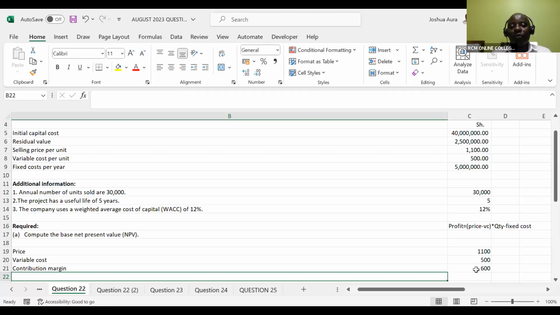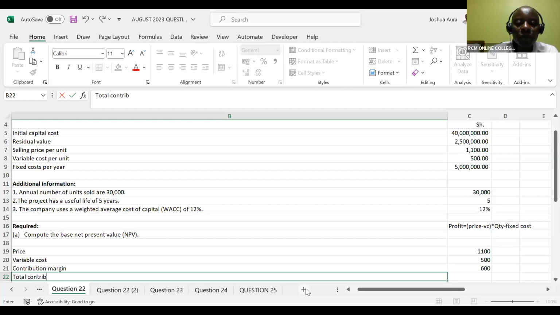Once I get contribution per unit, then of course I'm in need of total contribution. So I'll come and write here total contribution. And how do we get this total contribution? We shall take CM times who? CM times quantity. Contribution margin that you have just obtained here times quantity.